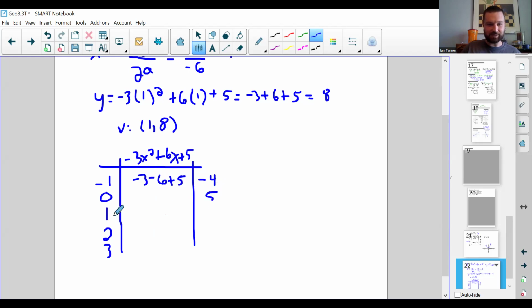1 we already did because that's our vertex. We found 8. And then 2, we should get 5 as well. Let's double check though. 2 squared is 4, times -3 is -12, plus 6. Okay, so those go away. Do you see that? You get +12 here and -12 here, and so those cancel out, so you get 5 again. So it looks like we're in the right ballpark. And so this one should be -4. You should check it and make sure.